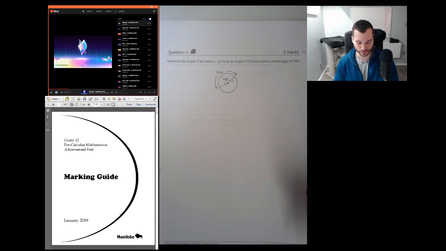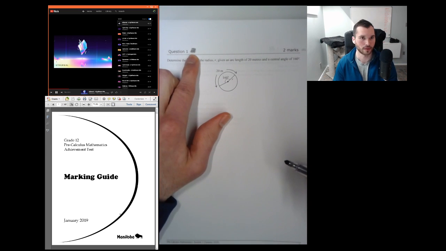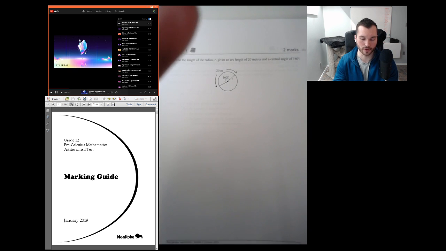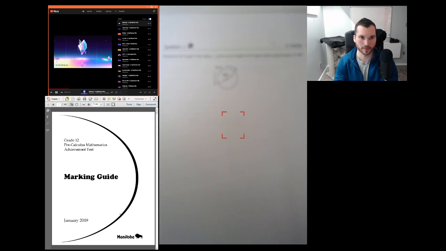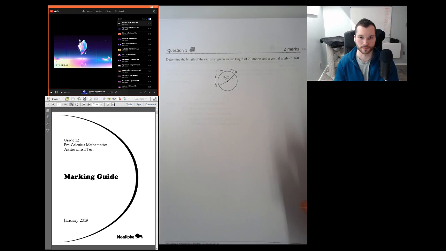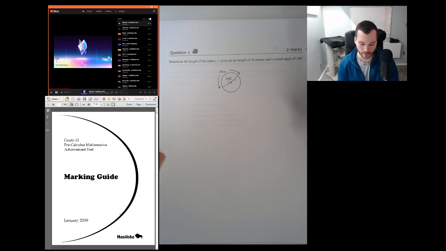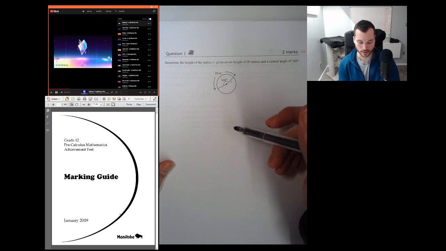So we got question 1. Let's take a read of it. It's a calculator question. We got the calculator icon there. I'm just going to try to focus the camera one more time here. See if that makes it any better. Yeah, a little bit. Okay, so we got determine the length of the radius r, given the arc length is 20 meters and the central angle is 160 degrees. It's out of 2 marks and it gives us our diagram right here.